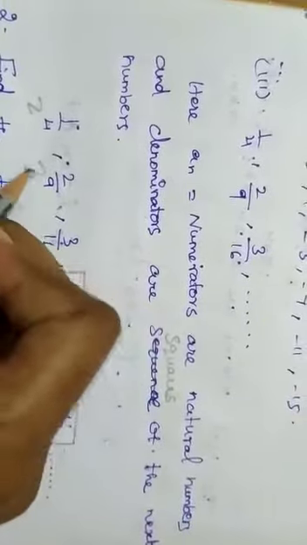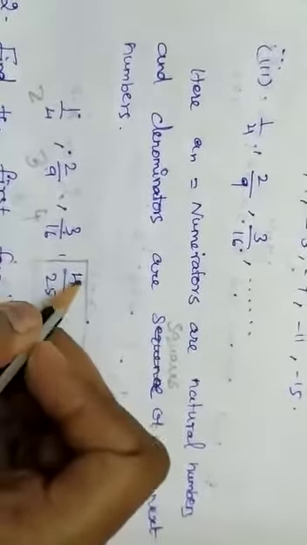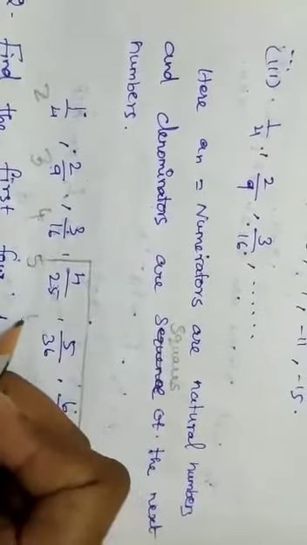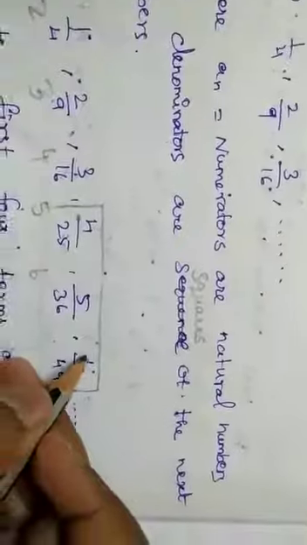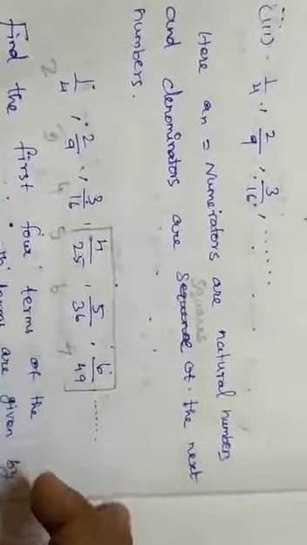After 2 it is 3, so 3 square is 9. After 3 is 4, so 4 square is 16. After 4 is 5, where 5 square is 25. After 5 is 6, where 6 square is 36. After 6 is 7, and 7 square is 49. So like this it will continue till infinity.